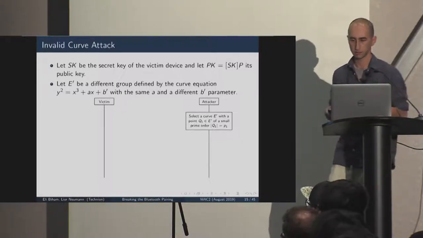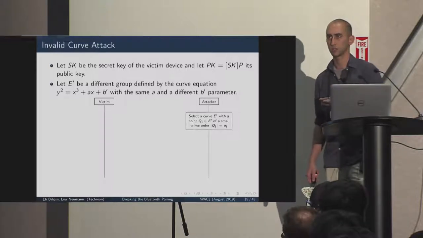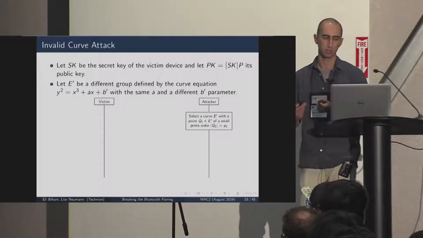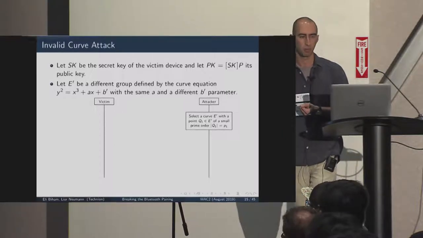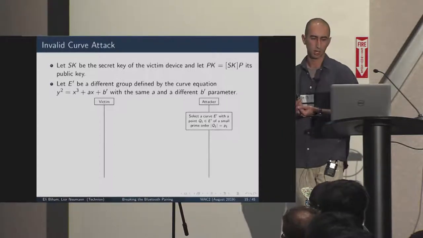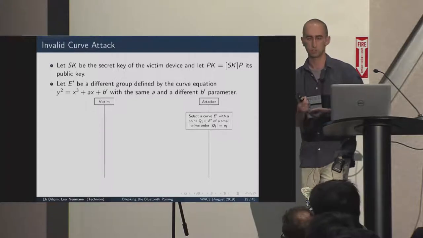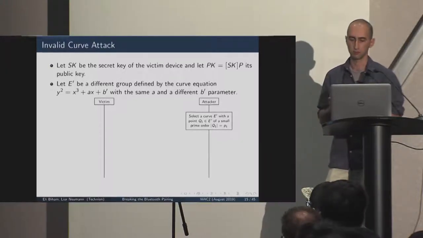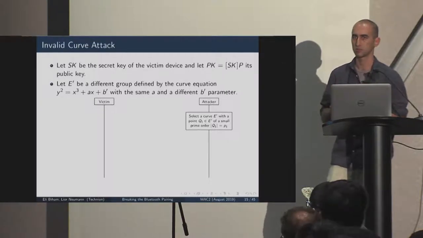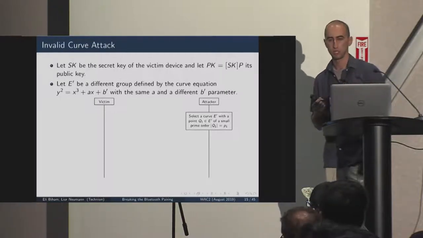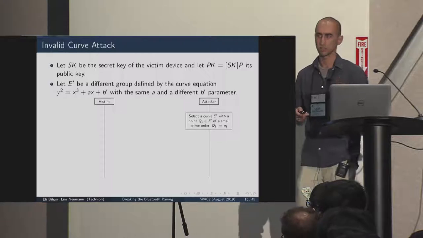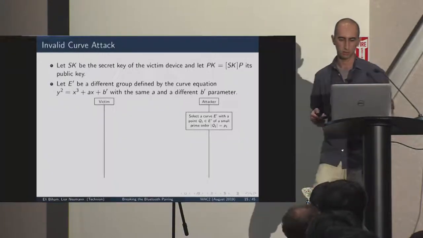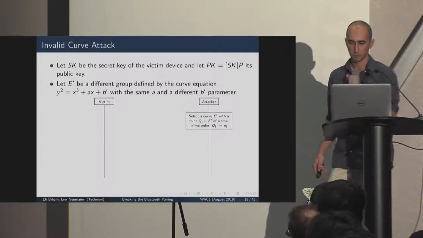The attacker selects a different group, a different elliptic curve, which differs from the original elliptic curve that was agreed upon in the B parameter. What's special about this new curve is that it has subgroups of small size. So he finds this kind of elliptic curve. It's very, very easy to find. And when he finds one, he simply selects a generator point of a small subgroup. We'll call this point P1.